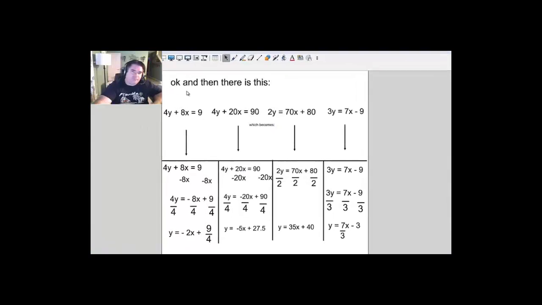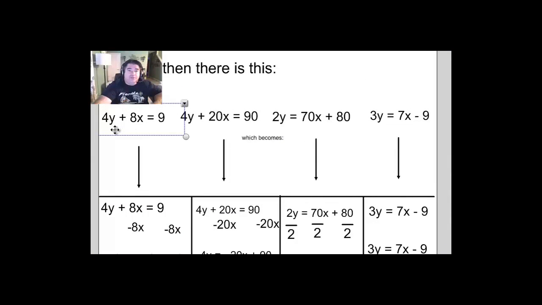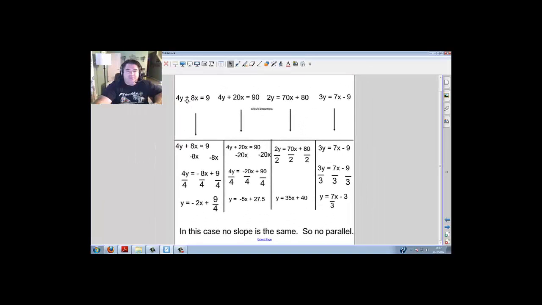And back. Okay, and then there's this. 4y plus 8x equals 9, 4y plus 20x equals 90, 2y equals 70x plus 80, and 3y equals 7x minus 9. They all become, down below here, minus 8x, divide by 4, divide by 4, divide by 4. So y equals negative 2x plus 9/4, or 2 1/4 if you prefer. 4y plus 20x equals 90, minus 20x minus 20x. And then from there, I go ahead and divide everything by 4.